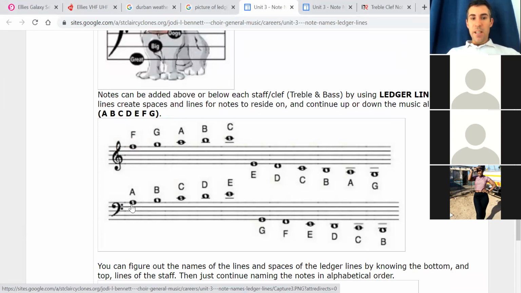Yes. So here's the bass clef. We know that the bass clef is good boys deserve food always. So the top line is A. It goes B, C, D, E. So E has got two ledger lines and it's on that second ledger line. Happy? Yes, sir. Good.